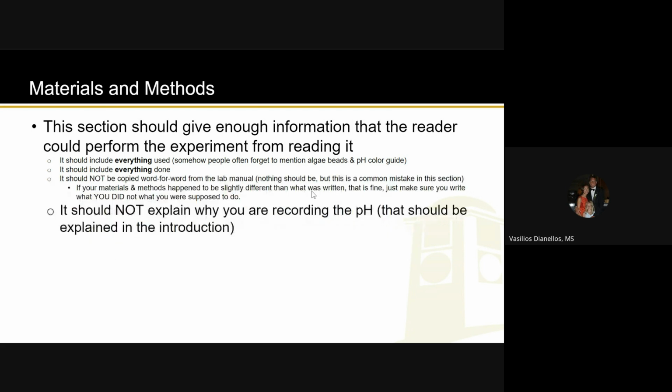All right. And then finally, you should not explain why you were doing what you were doing, right? So when you say that you checked the pH every 5 minutes, you don't say, I checked the pH every 5 minutes because if the pH goes up, that indicates that photosynthesis is happening, right? You don't do that. You've already explained why you're doing what you're doing in the introduction. So here you just say what you did, right? So I recorded the pH every 5 minutes.